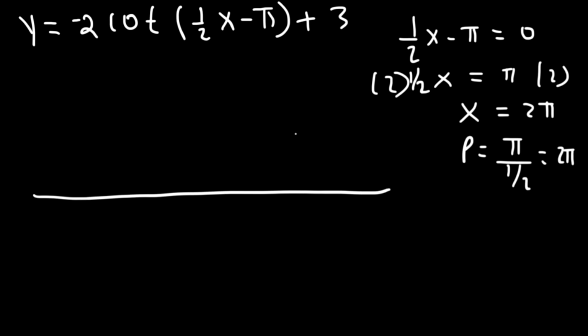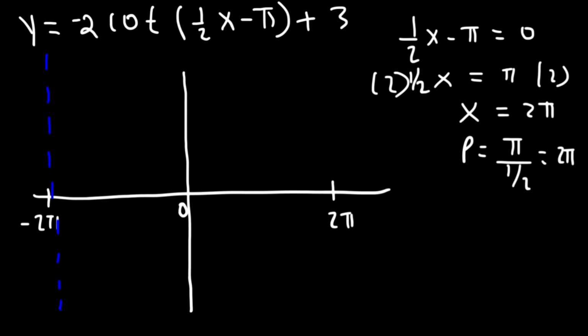So now when you graph it, you can start with the first vertical asymptote. To find the next one, you can add 2 pi to the right or 2 pi to the left. Let's get the one on the left. If we subtract it by 2 pi, we're going to get 0. If we subtract it by 2 pi again, we'll get negative 2 pi. So that's how you could find the vertical asymptotes whenever you have a phase shift with cotangent.